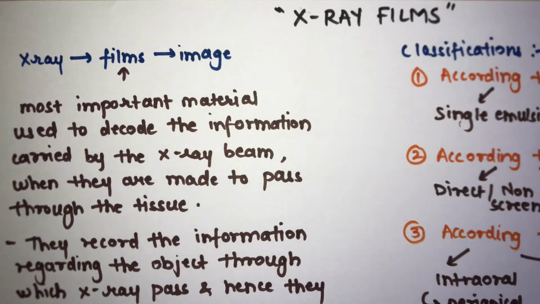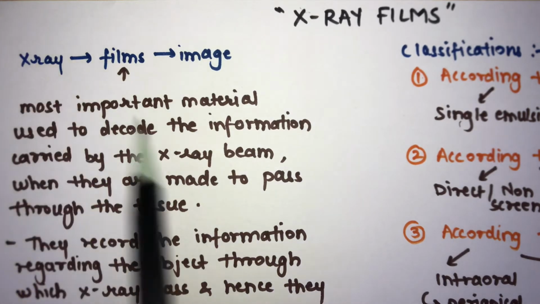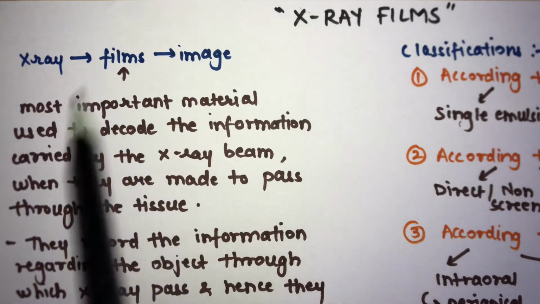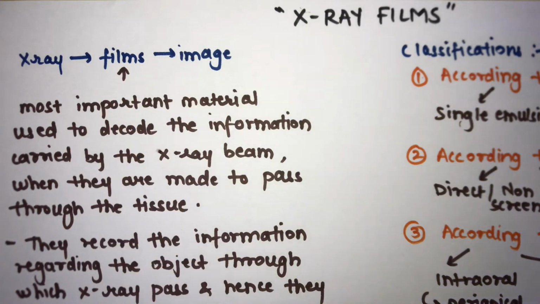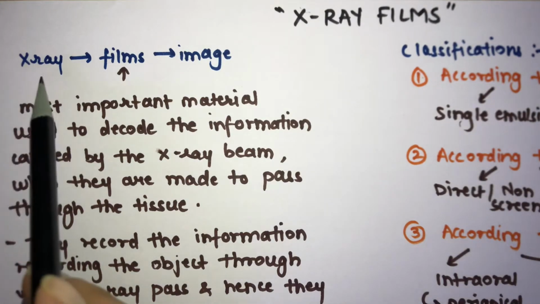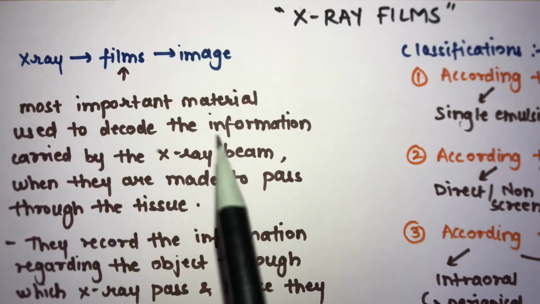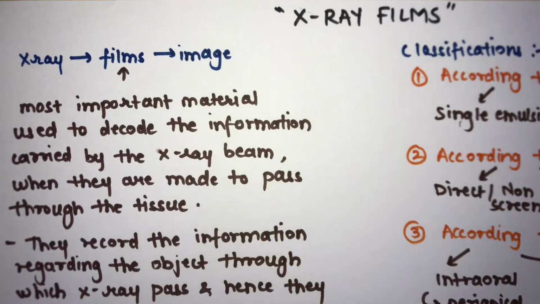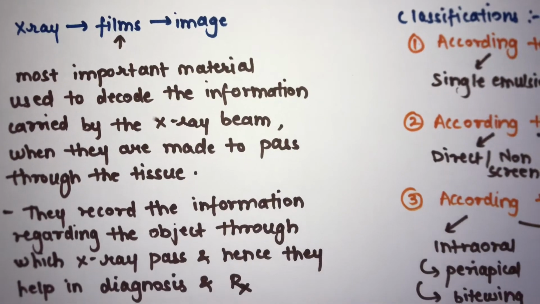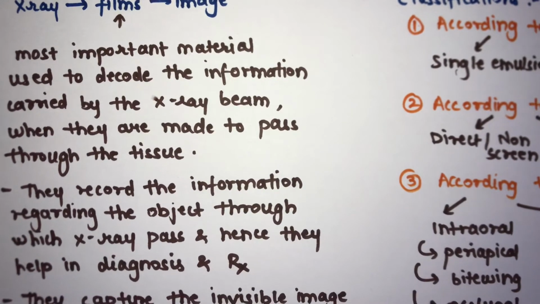So starting off with the main, that is, now what are these X-ray films? So now this is when the X-ray passes through the films, it produces the image. Now this film is the most important material which is used to decode the information which is carried by the X-ray beam. So when the X-ray beam hits the object, because of that the image is created on the film. So it is used to decode that information when they are made to pass through the tissue. They record the information regarding the object through which the X-ray passes, and hence they are helpful in diagnosis and treatment.